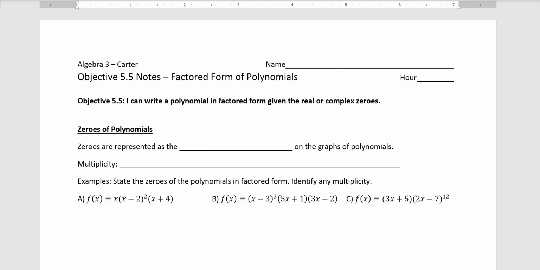Objective 5.5 says, I can write a polynomial in factored form given the real or complex zeros, and that, my friends, is what we do today. So we're using this word zeros. What are zeros? Zeros are represented as the x-intercepts on the graph. When we solve a polynomial, we are finding the x-intercepts. We're finding the zeros. Now, one thing that can occur with polynomials is this thing called multiplicity. Multiplicity is multiple zeros at the same value.